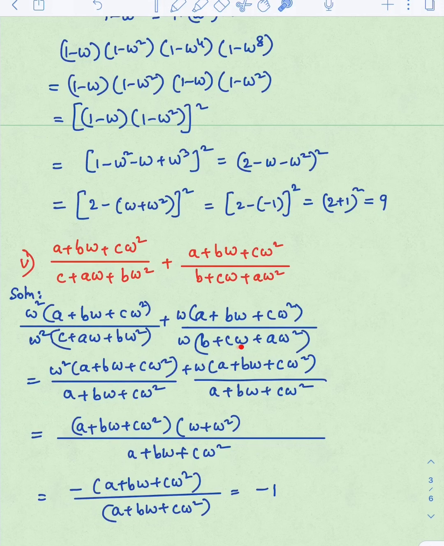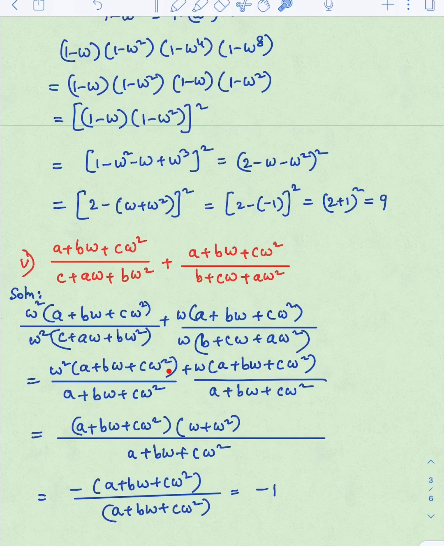Here also b into omega, b omega. c omega into omega, c omega square. a omega square into omega, a omega cube. a omega cube means a into 1, a. What are you observing? Denominators are the same, LCM.